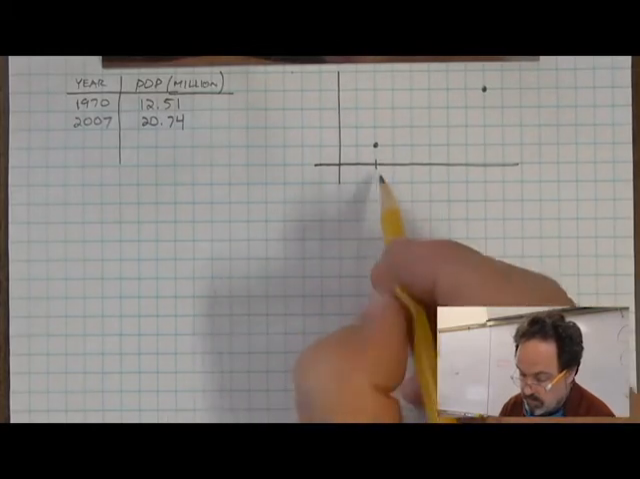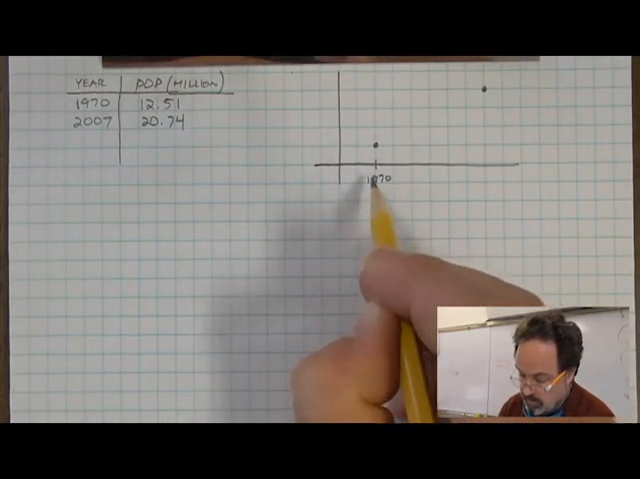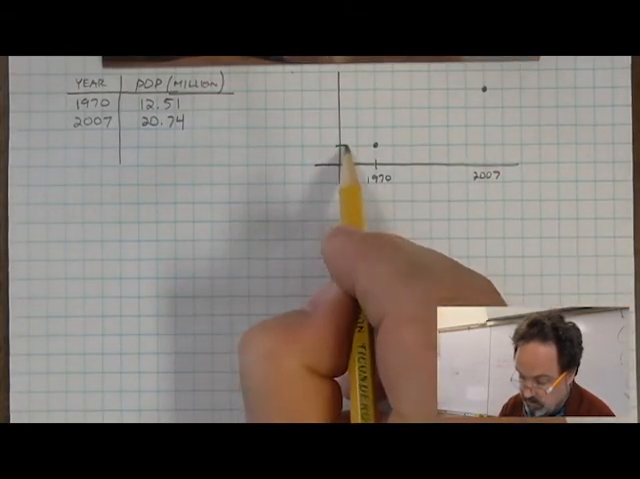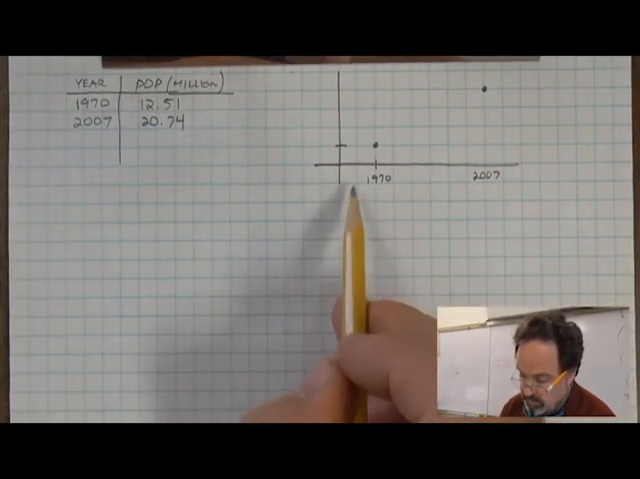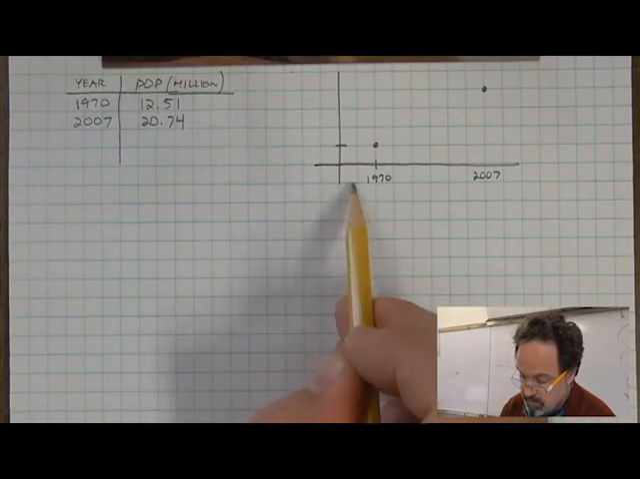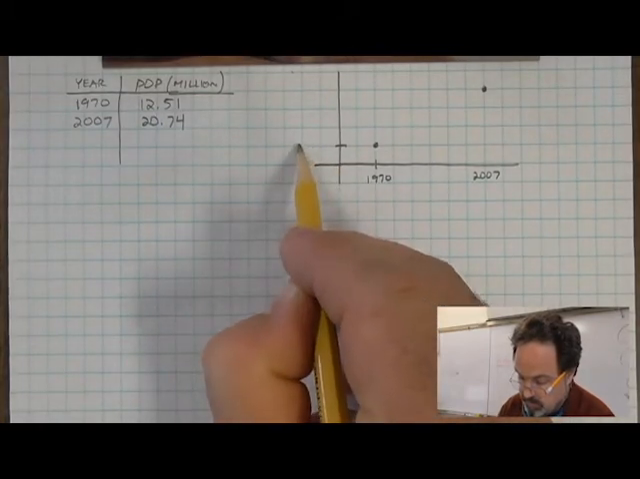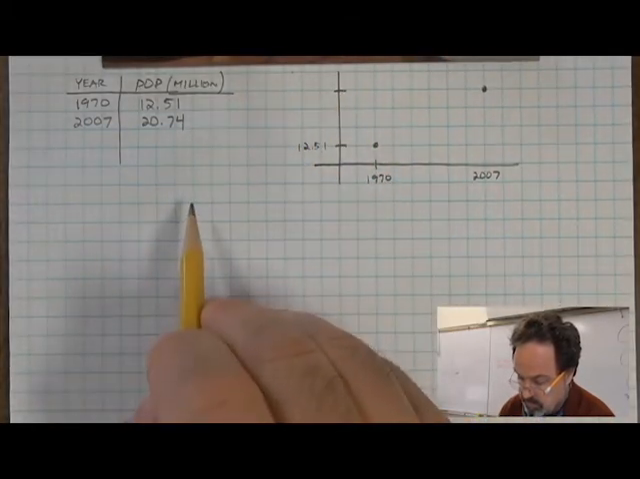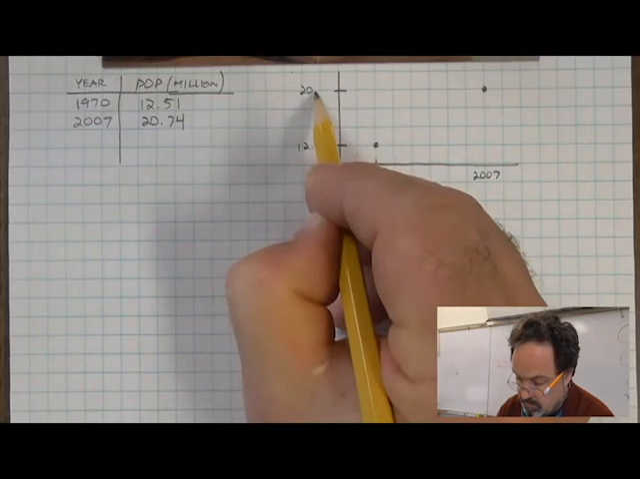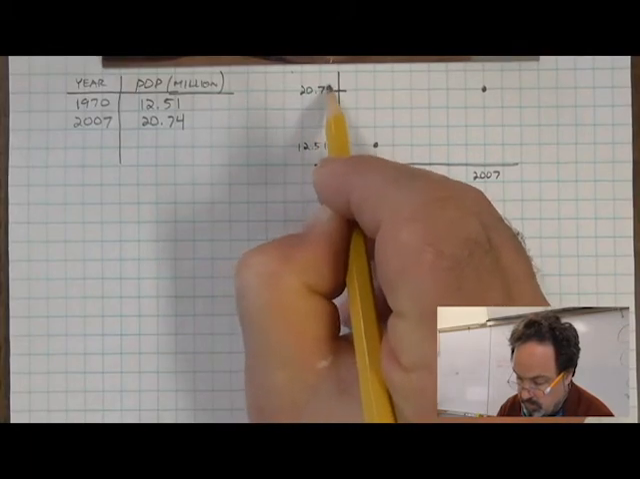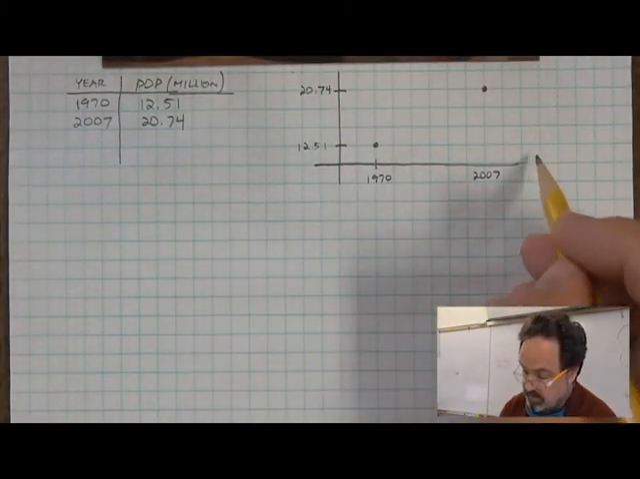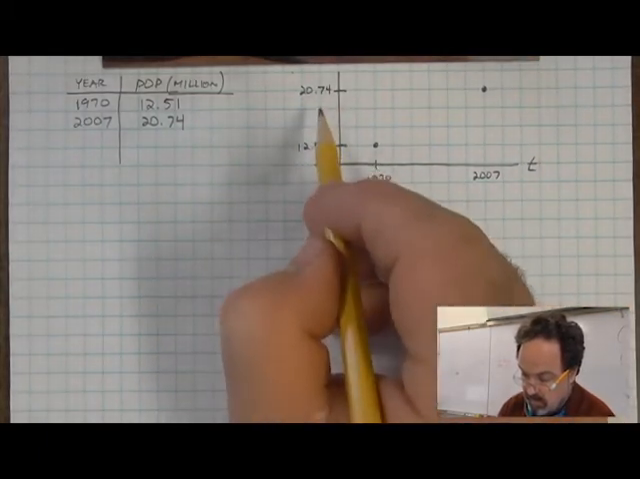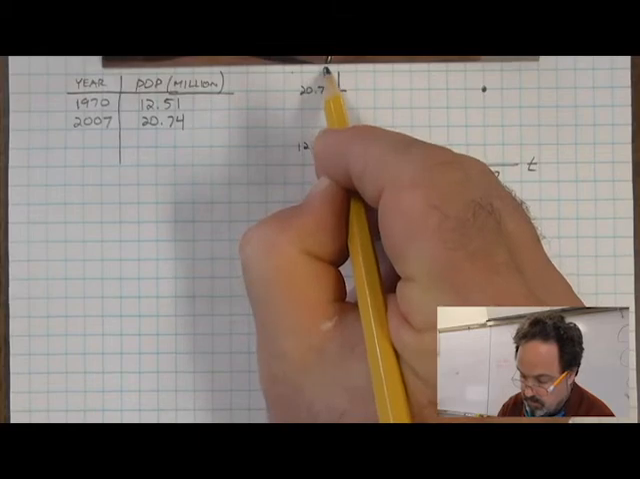And the intervals that I'm graphing here are not going to be even, but we want to sketch a simple visualization of what's happening. So this point represents at 1970, the population being 12.51, and the second point at 2007, population being 20.74 million people. Let's label our axes. The horizontal axis is time, and we'll abbreviate population with a P.